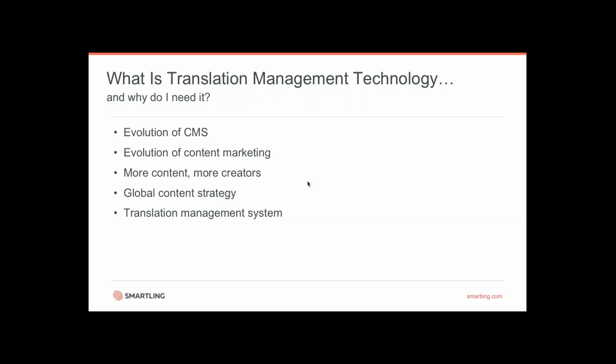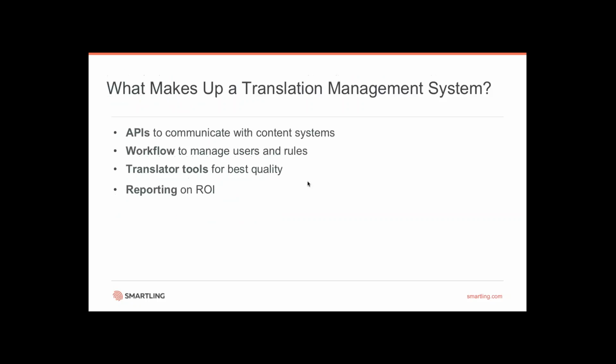And for that, what you really need is a translation management system. So what's a translation management system? It's made up of really 4 core components, and Andrew's going to talk a little bit more about how we offer technology for translation management, but really the core components that are required are very similar to the types of things you need in your content management system.